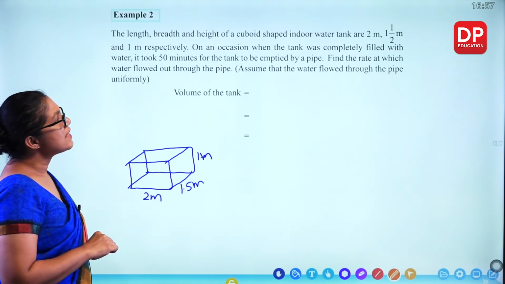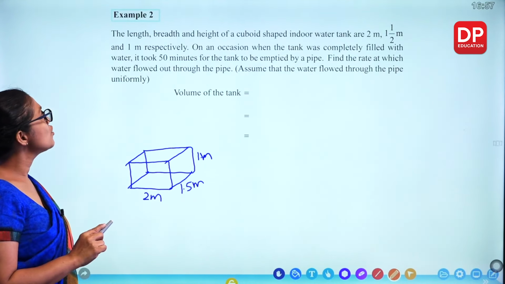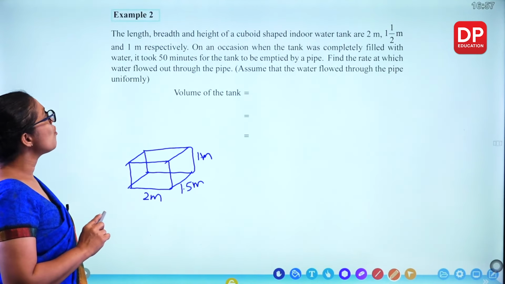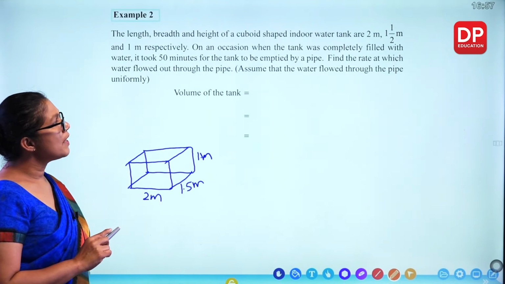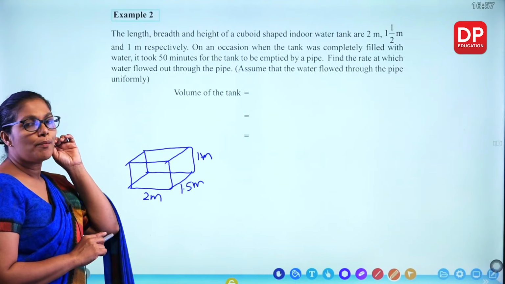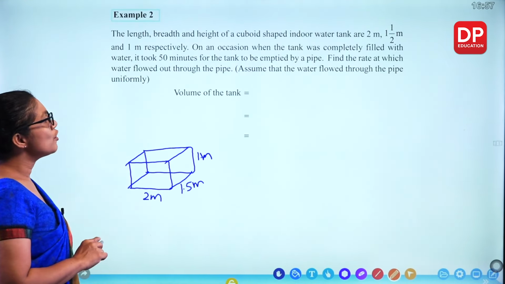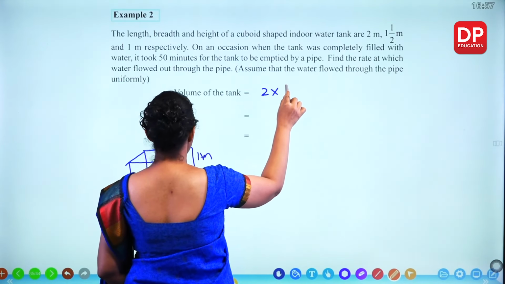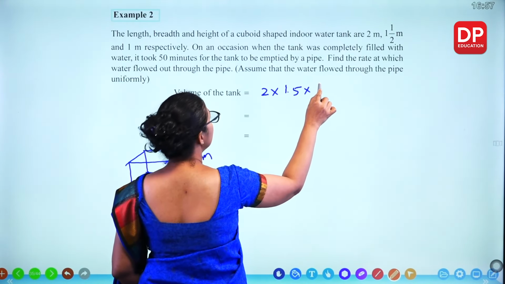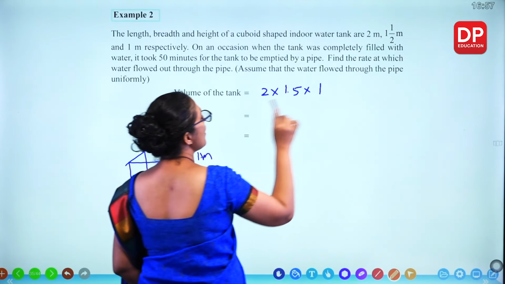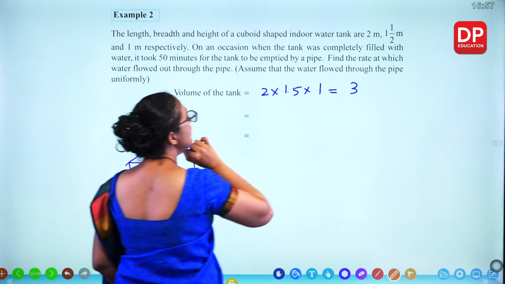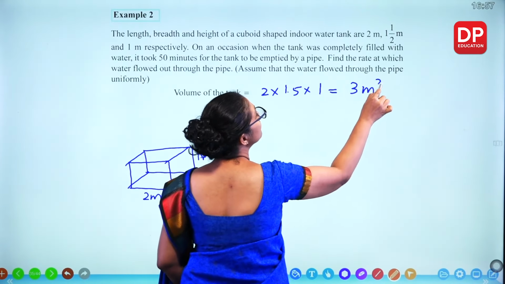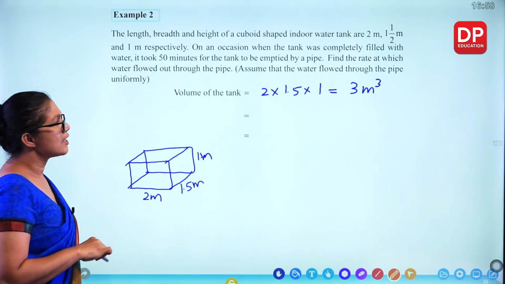On an occasion when the tank was completely filled with water, it took 50 minutes for the tank to be emptied by a pipe. Find the rate at which water flowed out through the pipe. Assume that the water flowed through the pipe uniformly. So what is the volume of the tank? This is a cuboid. That's length into breadth into height. 2 times 1.5 is 3 cubic meters. Meters into meters into meters, cubic meters.